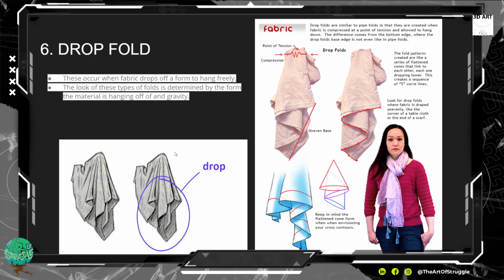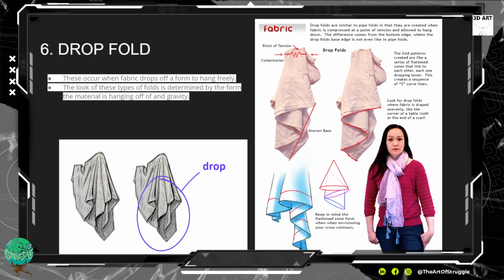Drop fold. The drop fold occurs when fabric drops off a form to hang freely. This is the one that usually gets simulated in different software, because the software will do a lot of the work for you. But when you're sculpting it, you want to know. Think of a tablecloth hanging from a table: it will have drop folds because it's just hanging freely there.